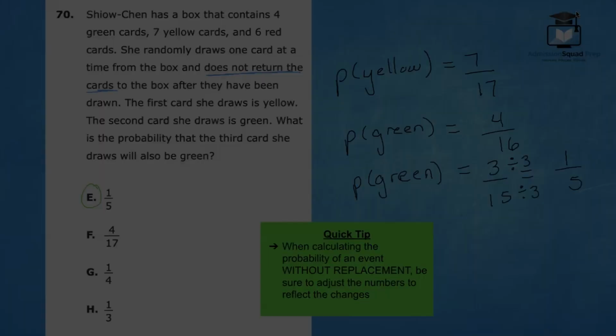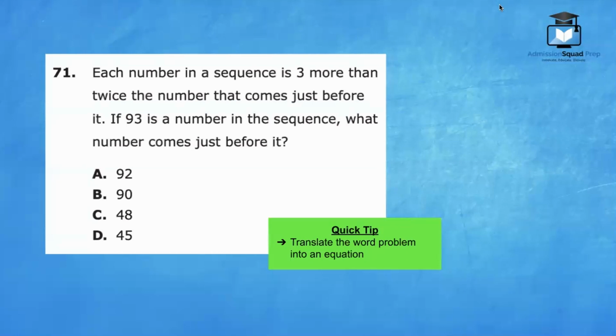Let's continue. Number 71. Each number in a sequence is 3 more than twice the number that comes just before it. If 93 is a number in the sequence, what number comes just before it? Let's translate the word problem into an equation. We typically represent sequences using the following notation.